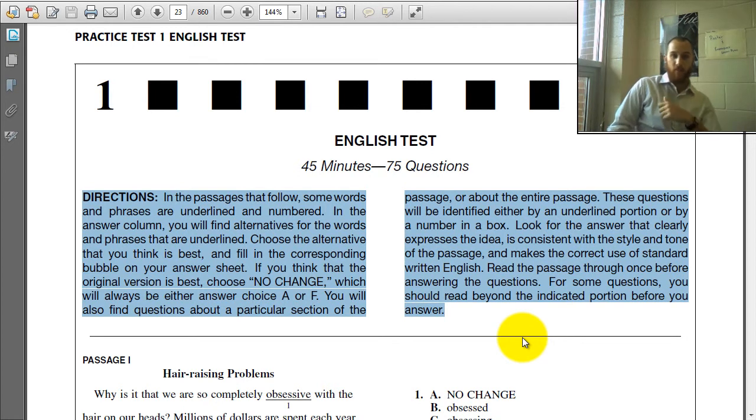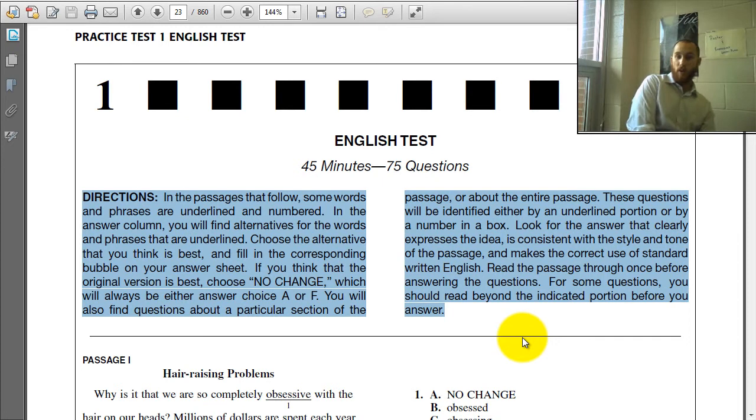choice A or F. You will also find questions about a particular section of the passage or about the entire passage. These questions will be identified either by an underlined portion or by a number in a box. Look for the answer that clearly expresses the idea, is consistent with the style and tone of the passage, and makes the correct use of standard written English. So, not YOLO, not LOL, or SMH, written English.